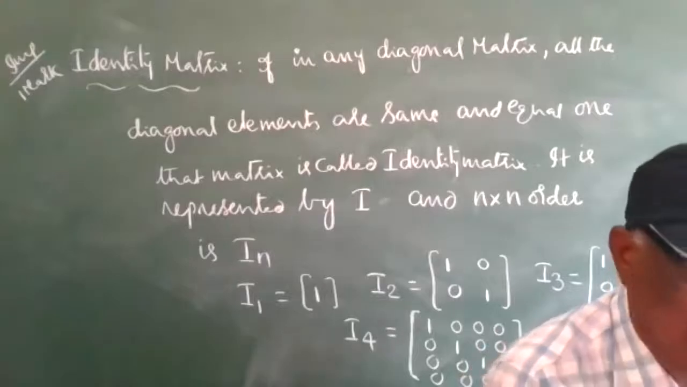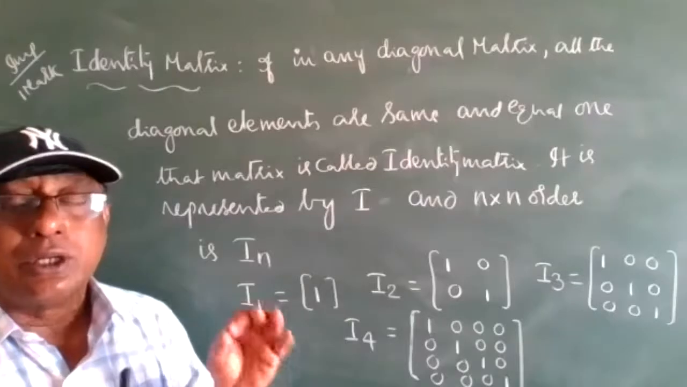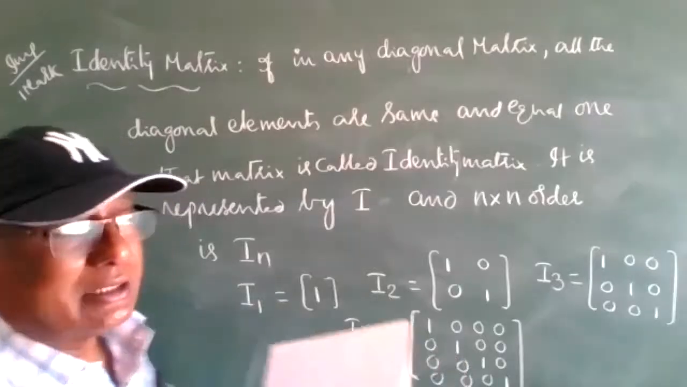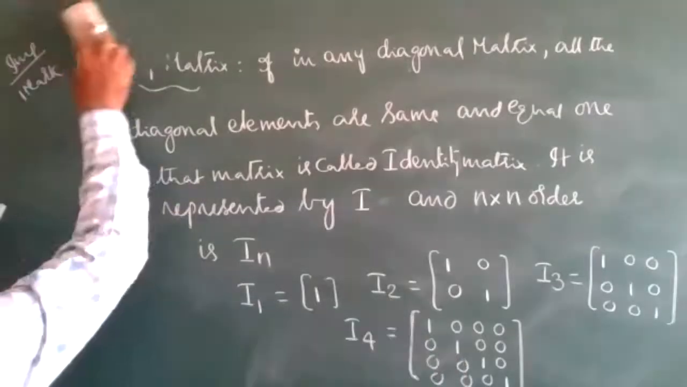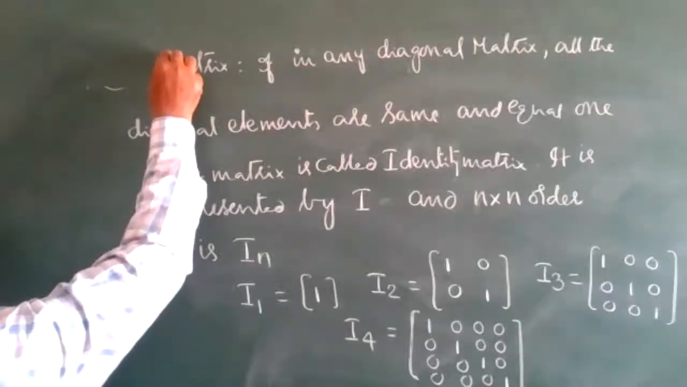Next, the null matrix. All elements are 0. That is called a null matrix. It has its own representation by the letter O. Okay? Write down, everyone. But they can't ask about the null matrix in the examination. So, the null matrix.